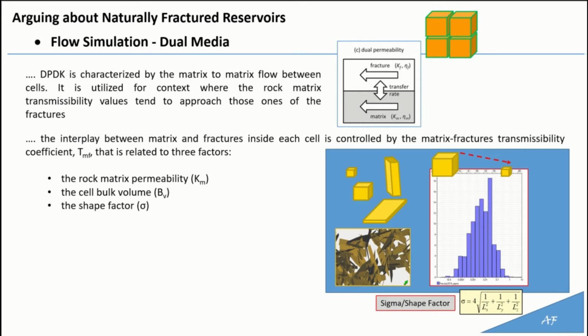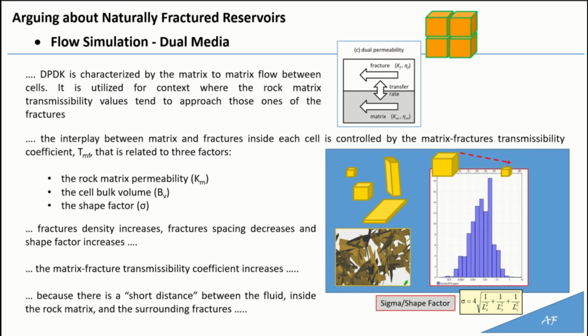In fact, this latter parameter describes the shape of the rock matrix blocks in relation to the fracture spacing in the three directions. When the fracture density increases, the fracture spacing decreases and the shape factor increases. As a consequence, the matrix fracture transmissibility coefficient increases. That means that the fluid flow from the rock matrix block to the fractures is increased because there is a short distance between the fluid inside the rock matrix and the surrounding fractures.